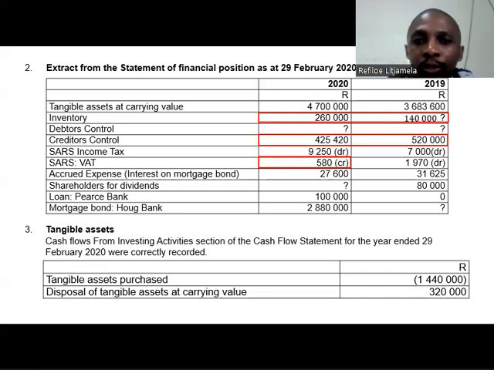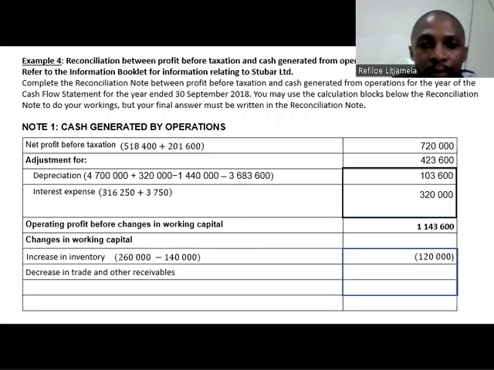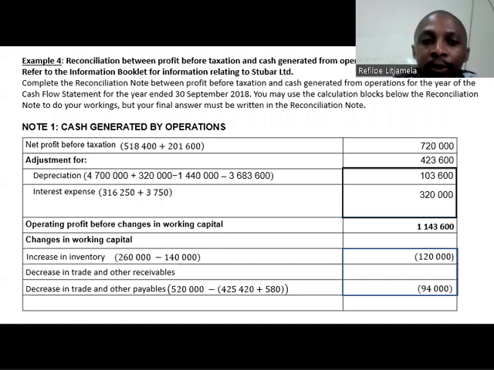So when you compare the two, you will realize that your trade and other payables have actually decreased. And the decrease in trade and other payables represents a cash outflow. You should know that by now, as it means that we are repaying our creditors. So when you find the difference of trade and other payables, you will simply take 520, minus the 425,420 plus the 580, and you put that in brackets, because that represents your trade and other payables for the current year. And it will give you a cash outflow of 94,000.